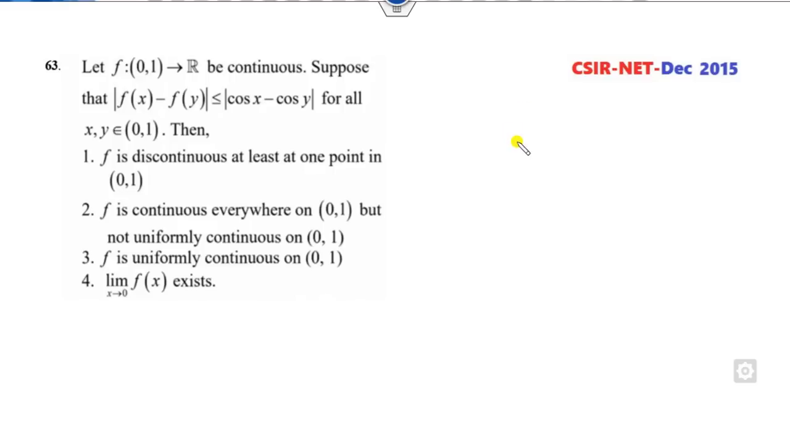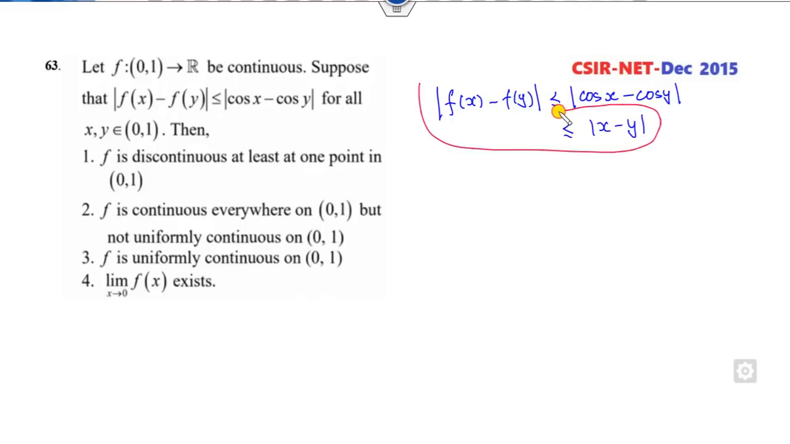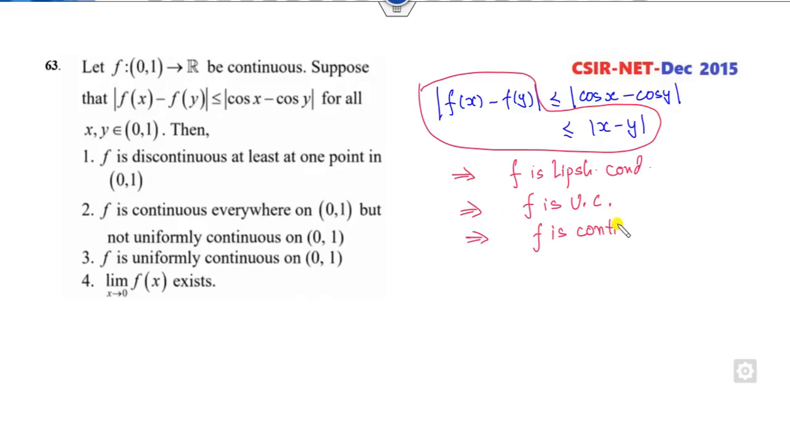Okay, look at another one. The function is given to you as |f(x) - f(y)| is less than or equal to |cos x - cos y|, and we all know |cos x - cos y| is less than or equal to this. So do you remember which condition will hold here? Yes, f satisfies my Lipschitz condition. Once it holds, it means f is uniformly continuous.